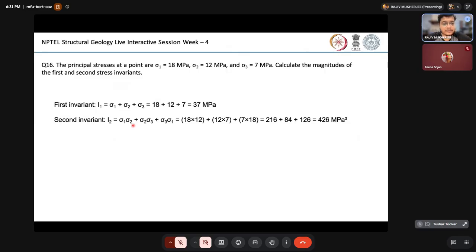It is simply the summation of the products between the mutually perpendicular principal stresses: sigma 1 times sigma 2, sigma 2 times sigma 3, and sigma 3 times sigma 1. And you get a value of 426 megapascal squared. Now the thing is, why is this second invariant a scalar, and why is it not a vector or a tensor? What do you think is the reason?